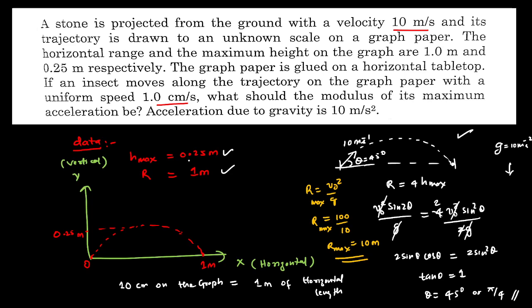Along the y-axis, we have h maximum as 0.25 meter. So basically, we can get the h maximum value as well from this given data using our formulation. Substituting in this formula, we can get h maximum equals v naught squared sine 45 squared by 2g, right?